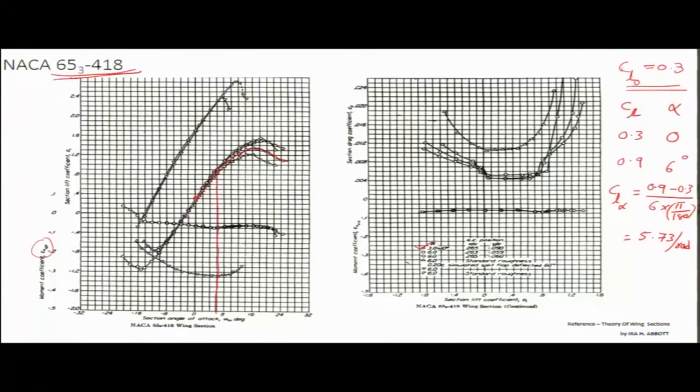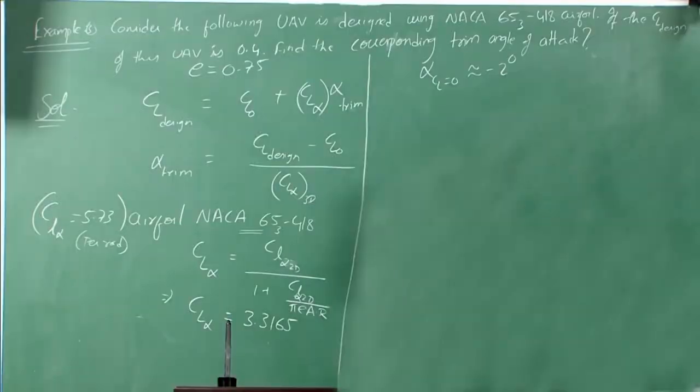Now we know the CL alpha of this plot, and let us also look at the alpha at which CL is equal to 0. This particular point is the alpha at which CL is equal to 0, which is approximately minus 2 degrees. Let us take this information and find the CL alpha 3D, which is the CL alpha of the wing made out of this aerofoil. From here, using this NACA 653418, the CL alpha of this aerofoil is 5.73 per radian.